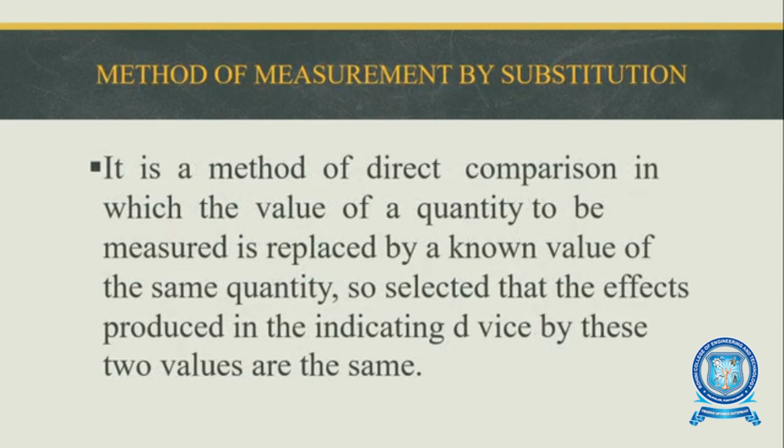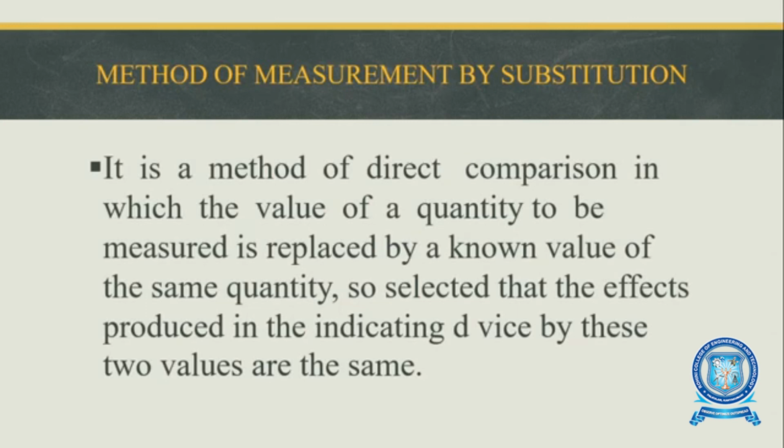Then the method of measurement by substitution, which is called the substitution method. It is a method of direct comparison in which the value of the quantity to be measured is replaced by a known value of the same quantity, so selected that the effects produced in the indicating device by these two values are the same.